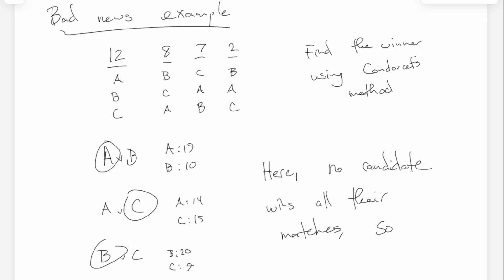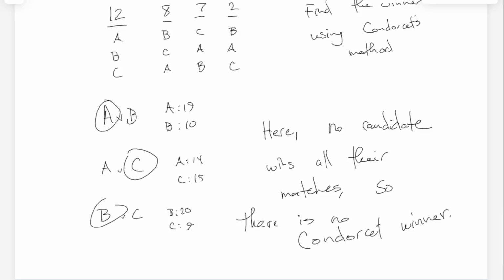And so that means there is no Condorcet winner. Sorry, I'm off the bottom. There is no Condorcet winner. We said before that there cannot be more than one, but actually there can be less than one. There can be like 0 candidates who win all of their matches, all right? So there is no Condorcet winner.